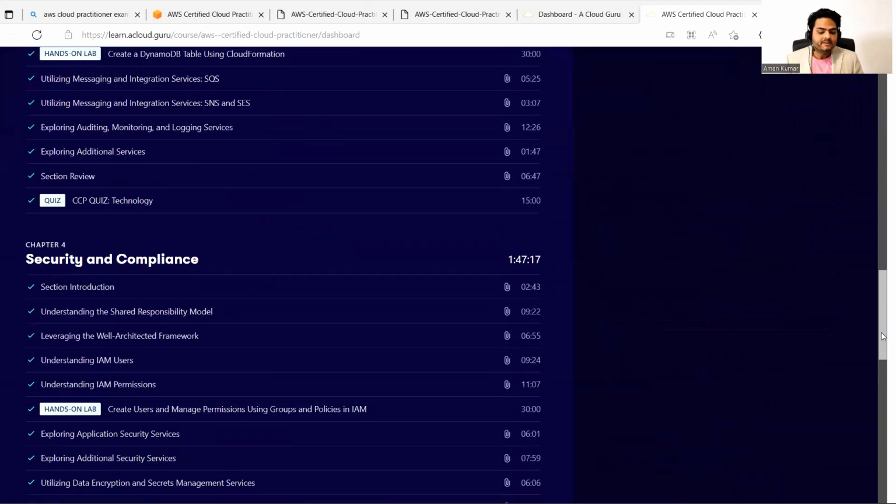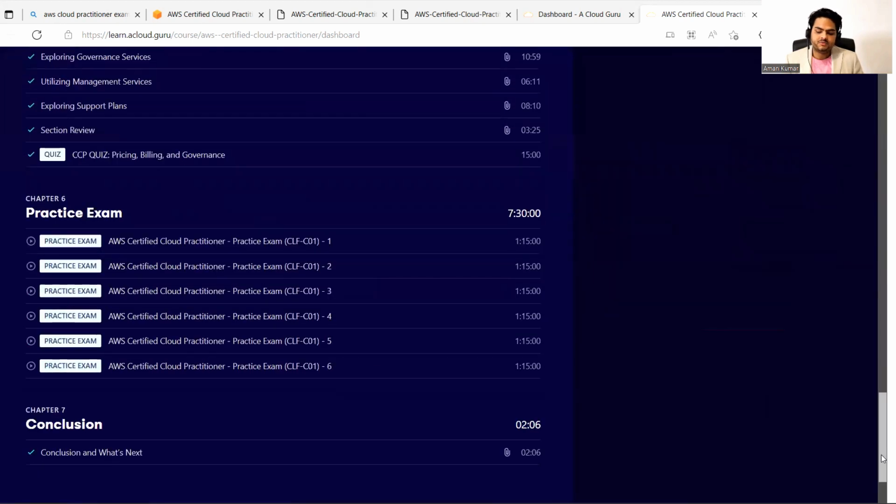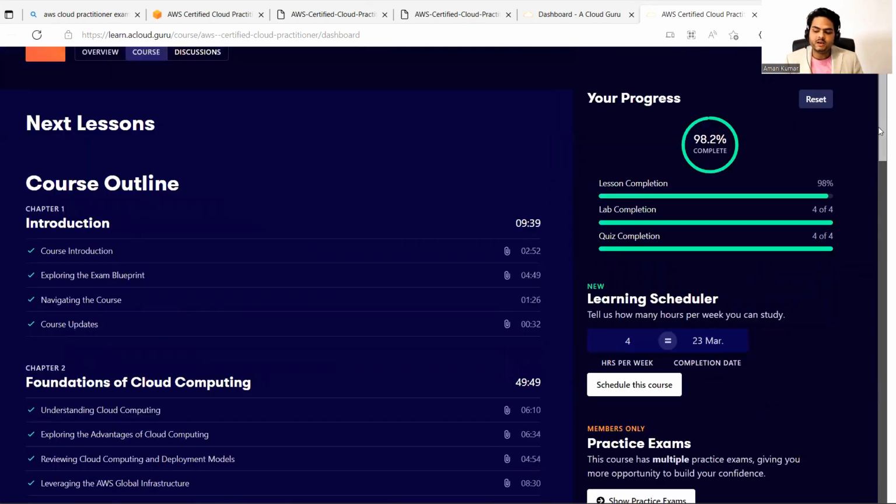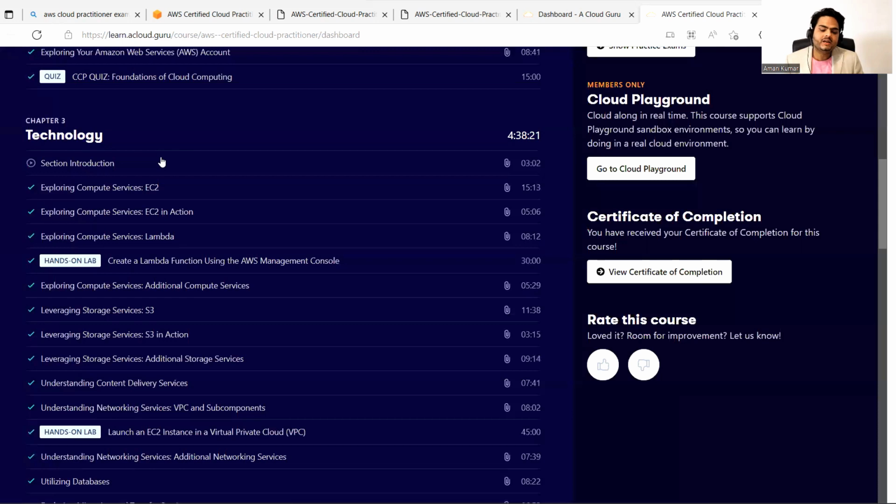Then I started taking the practice exams, which are there at the bottom. This is the first practice exam, this is the second, this is the third. I took the first practice exam and checked which area I'm lagging in out of these four areas. And then the next day I went into more detail on that area only. For example, suppose I'm lagging in the technology area.